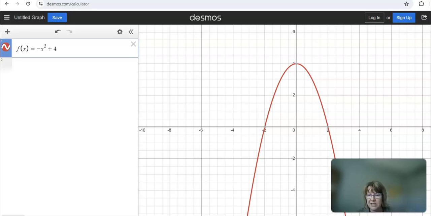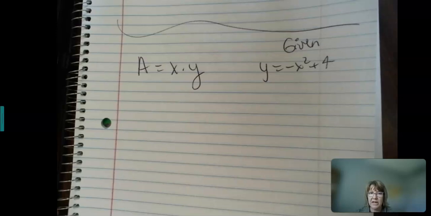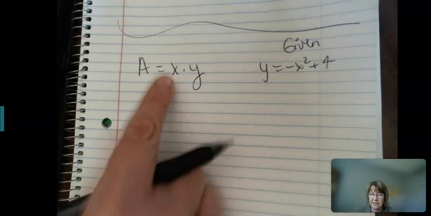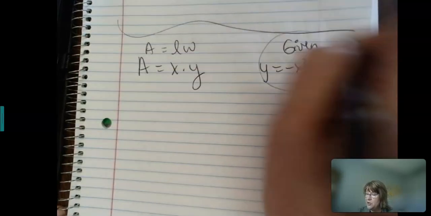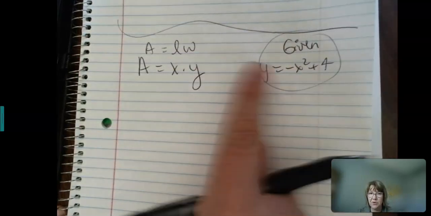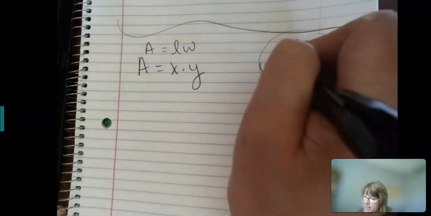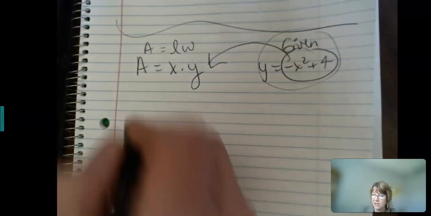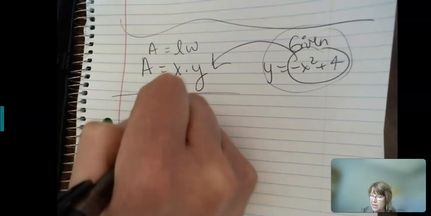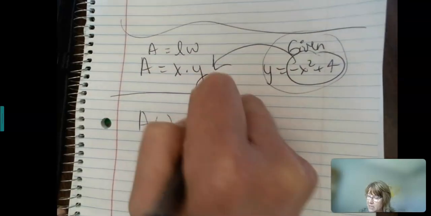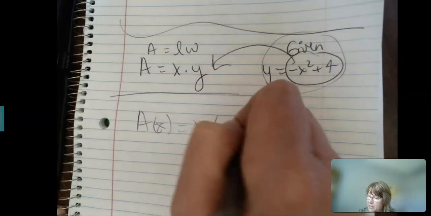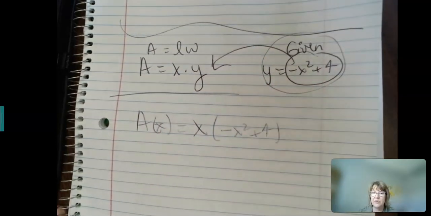I'm going to pause a second and go back to my sheet here. From memory, you know area is length times width, or x times y in this case. And I'm giving you that y equals this function. So notice you can just sub this in for y, and it turns into a function. So the area function of x is x times, and then I'm going to sub that in, and of course my pen's dying.